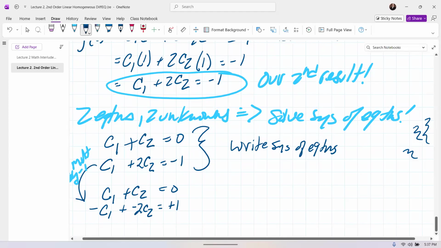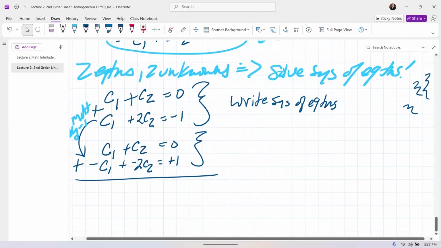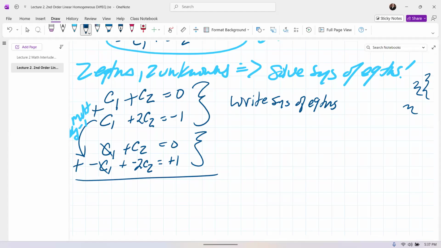Okay, now we add these two equations together. They're always added together, by the way. So that's our system of equations. And now when you add them together, the C1s cancel out. So now we have C2 minus 2C2, which is minus C2, equals 0 plus 1. So that's minus C2 equals 1. Then we multiply through by -1 to get C2 equals -1. And that, my friends, is one of our answers.